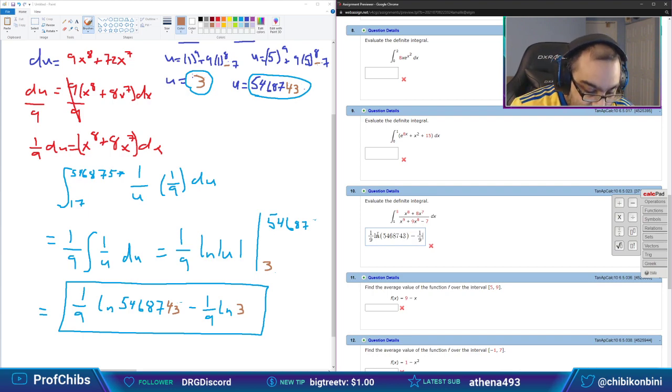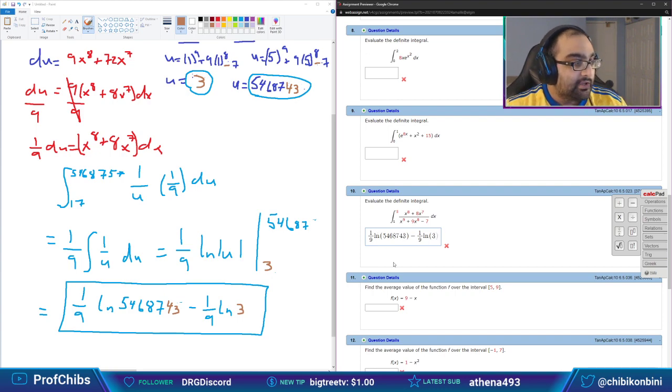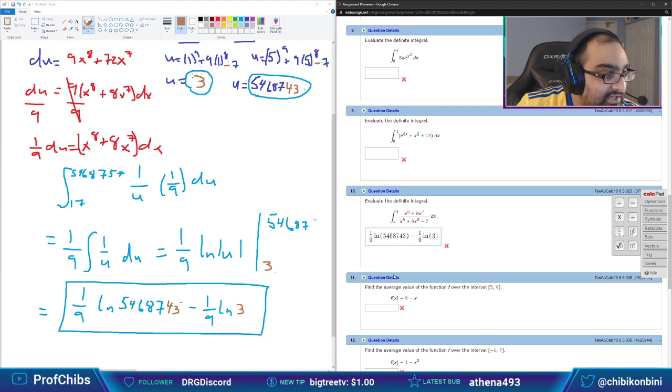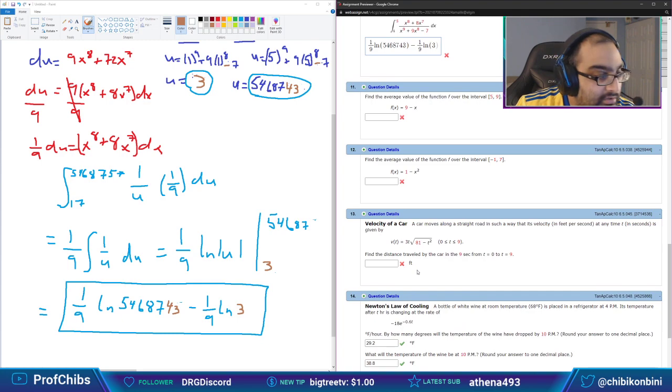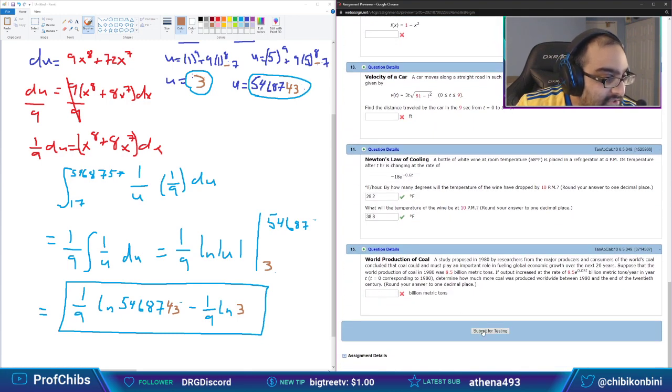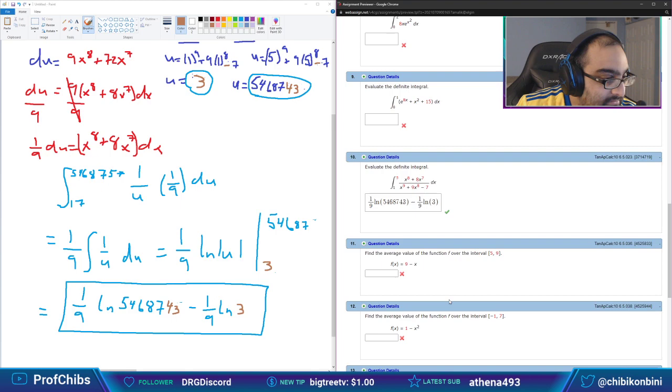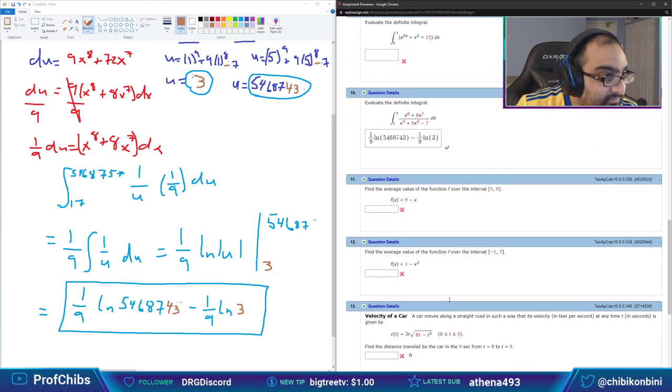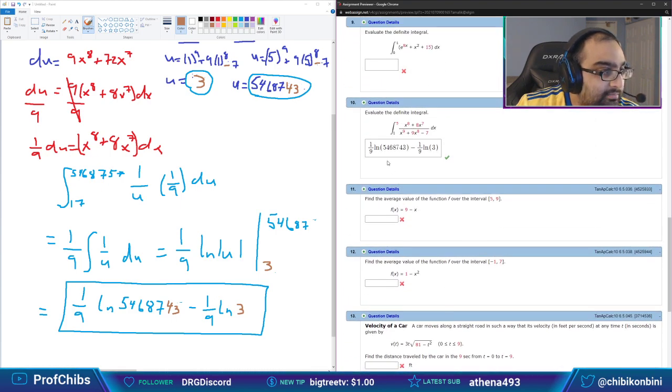We're gonna test it out anyway. Okay, we got 1/9 times the natural log of 5,468,743 minus 1/9 times the natural log of 3. All right, let's see what happens here. And we got it. That is correct.